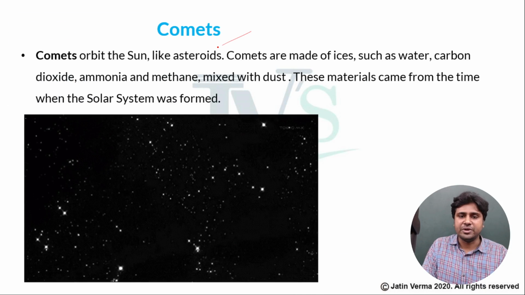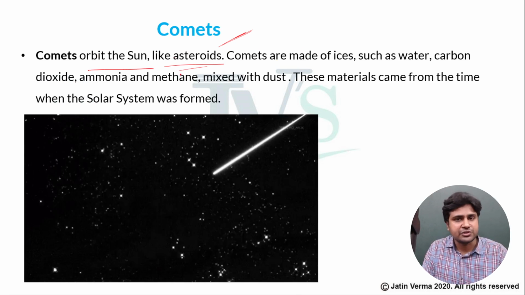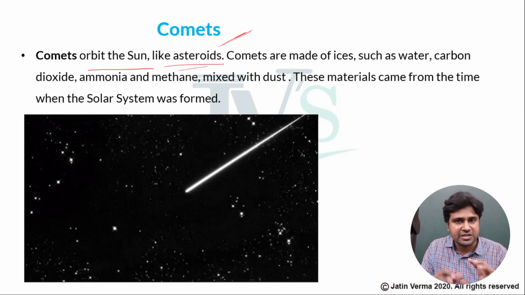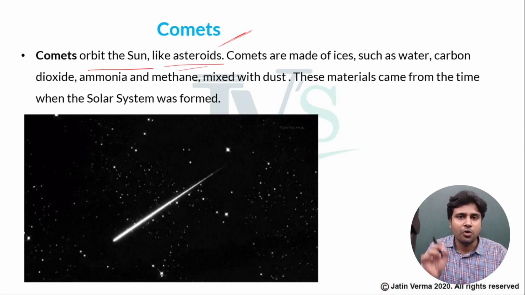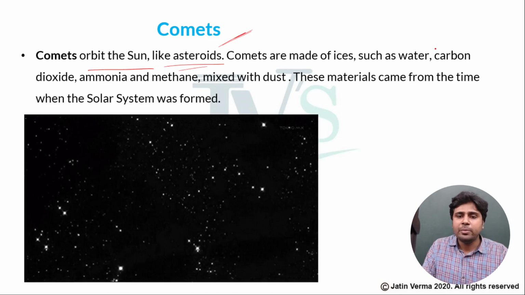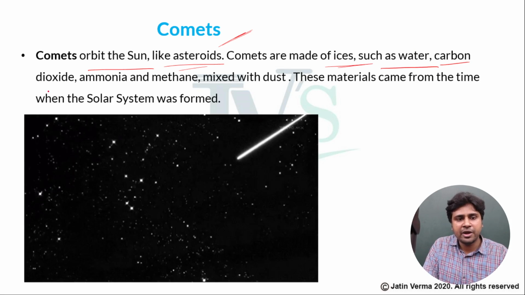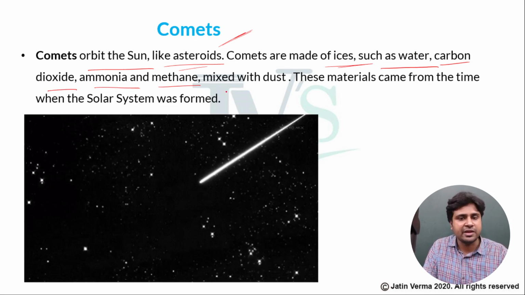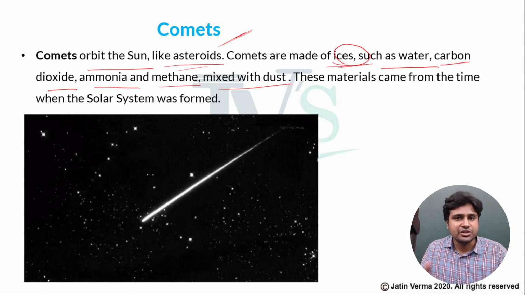What are comets? Comets orbit the sun, same like asteroids. You have understood what are asteroids, right? So, same like asteroids, comets also orbit the sun. They revolve around the sun. Now, comets are made up of ices such as water, carbon dioxide, ammonia, and methane mixed with dust. So, here the meaning of ice is different.